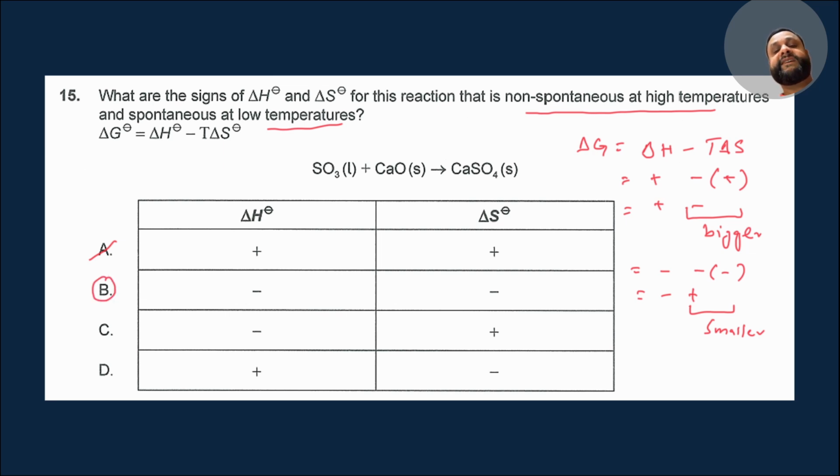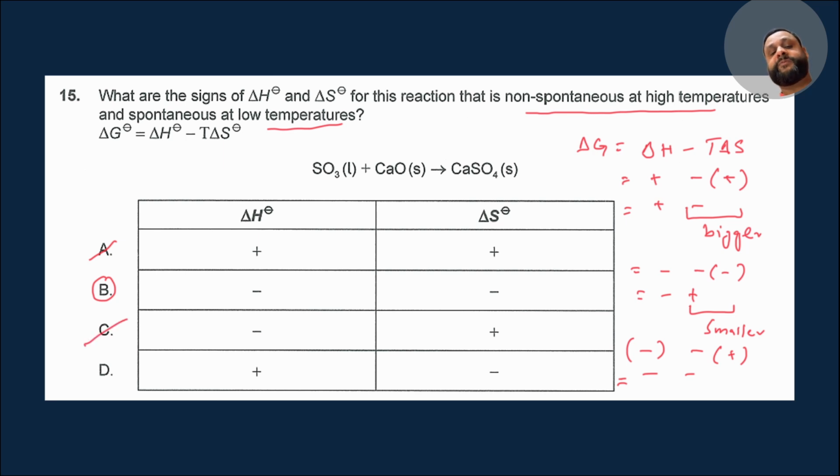Well, let's look at option C. So exothermic, minus, minus and plus, minus. So this reaction will be spontaneous at all temperatures because delta G will be negative. So now let's look at D.